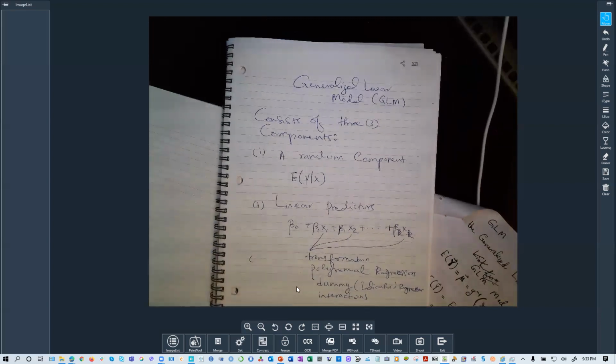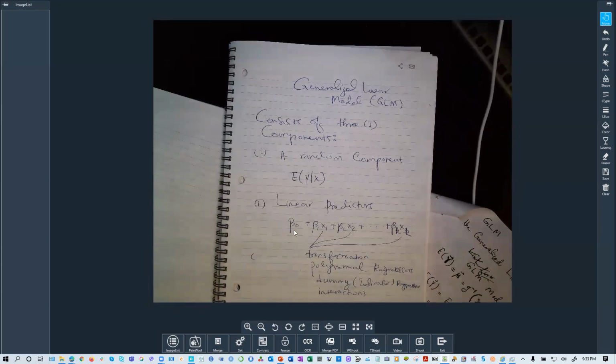A generalized linear model consists of three components. A random component, the expected value of y given x. Linear predictors, you know, beta naught, beta 1 x1, beta 2 x2, all the way to beta k xk. In this one, for the transformation, you can use anything for x: polynomial, dummy, indicator, interaction, anything.